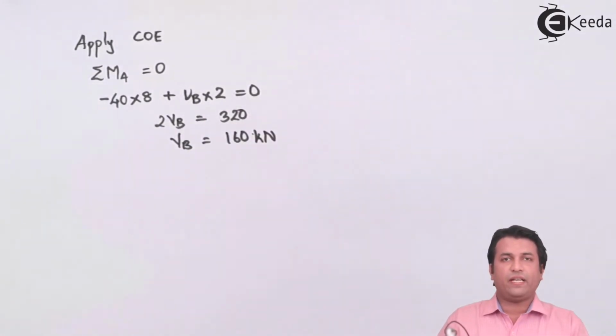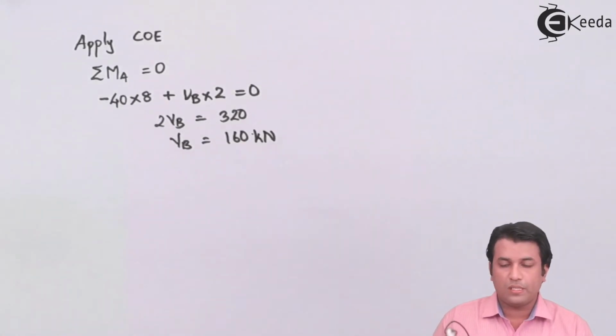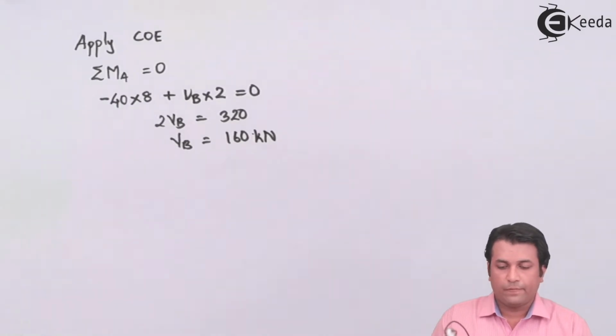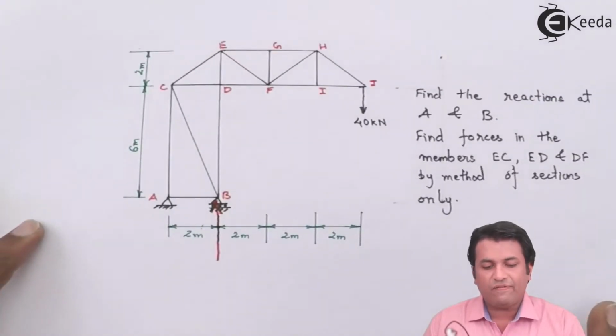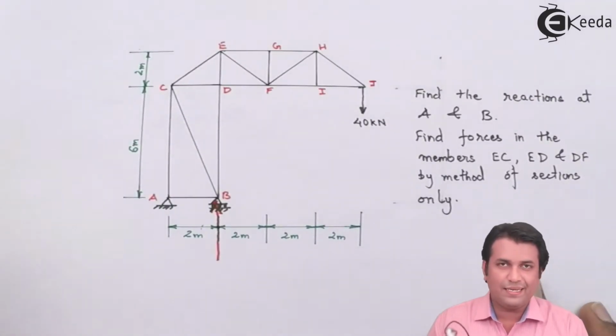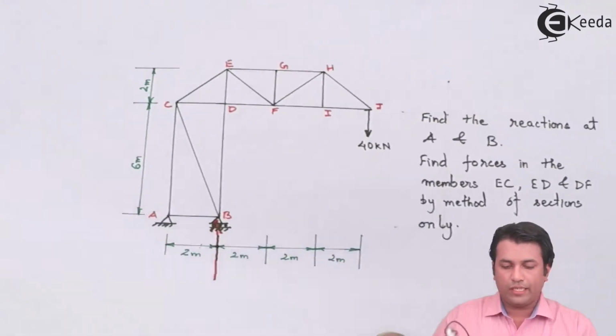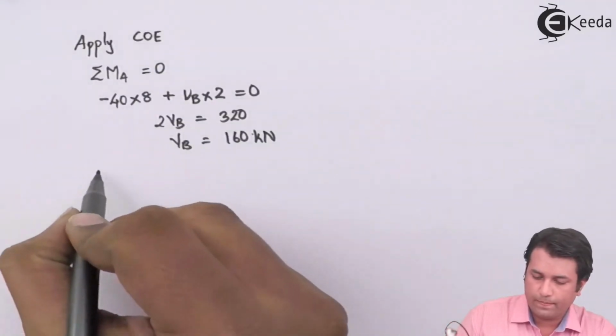The assumption that I have taken, the vertical reaction acting at B vertically upwards, is correct because I've got the answer as positive. Now, in this example, we don't have any horizontal force, so I can clearly say that the horizontal reaction at A will be 0. So I'll just write that equation over here.